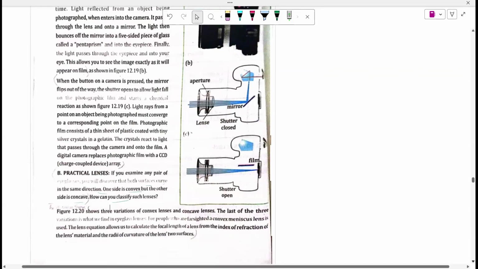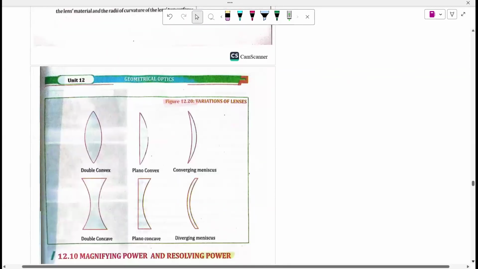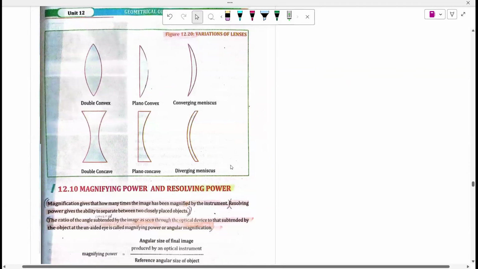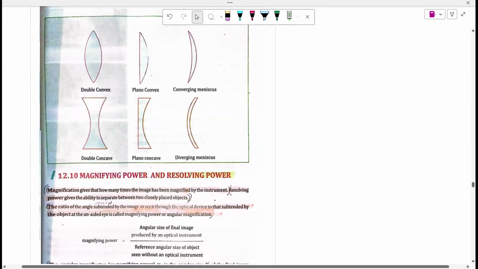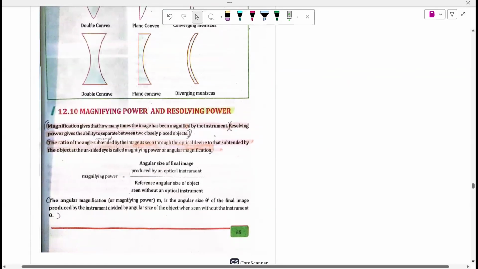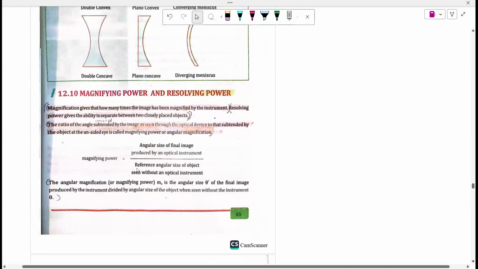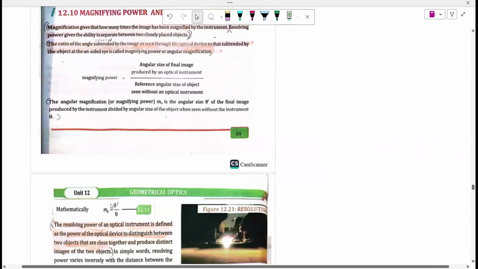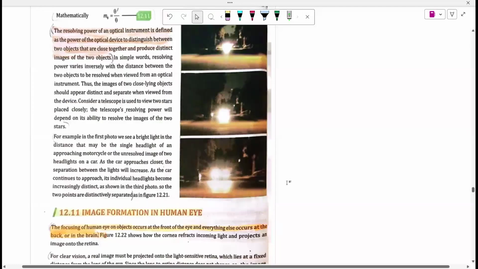हमारे पास types of lenses भी होते हैं which are double convex lens, planar convex lens and converging meniscus, diverging meniscus. These हैं, although आपको इनकी working principles as it is याद नहीं करने हैं. Magnification power वही height of image over height of object, और angular size of final image produced by an optical instrument divided by reference angular size of object seen without any optical. बीटा over अल्फा का एक फॉर्मूला यूज होता है, थीटा उन्होंने यहाँ यूज किए हुए हैं.